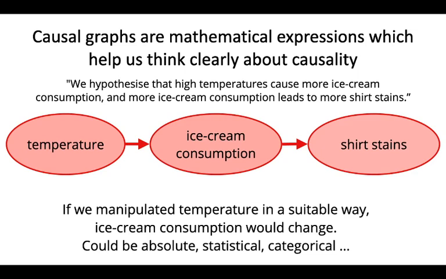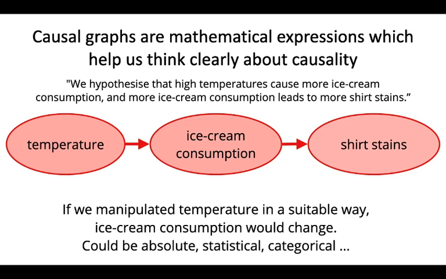Note it also says at least one other thing. So this graph suggests that there's no direct link between temperature and shirt stains. So if we were to crank the temperature up somehow, shove people in a greenhouse, they wouldn't necessarily get shirt stains, except if they were eating ice cream. So there's no arrow directly from temperature to shirt stains. We could put one in if we thought that was how the world worked, but this particular graph expresses that particular idea.